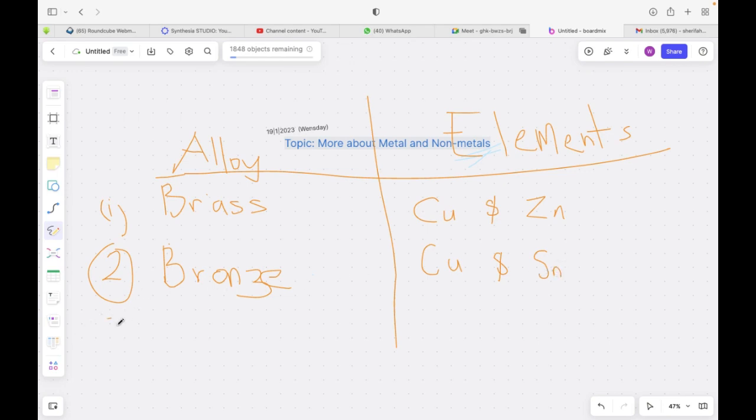Okay, number 3, another alloy of metal is solder. Solder is made up of what? Solder is made up of which element? Solder is an alloy of tin and lead. Tin is Sn there, and lead. Lead is Pb, the symbol. Please know the symbols of elements, okay?